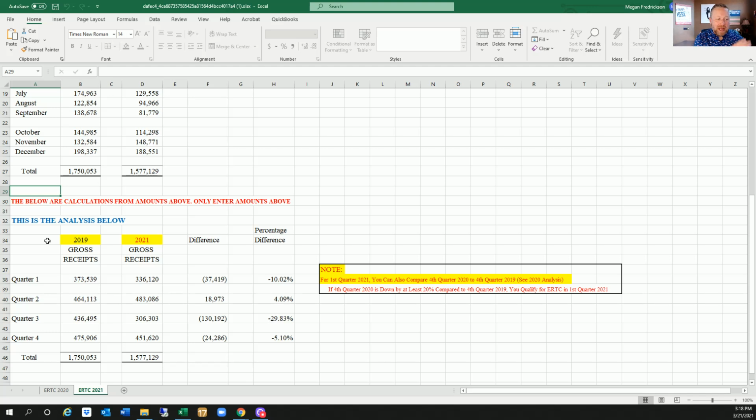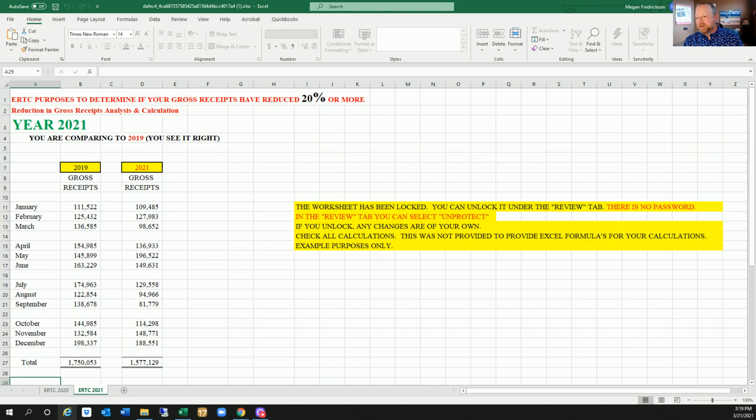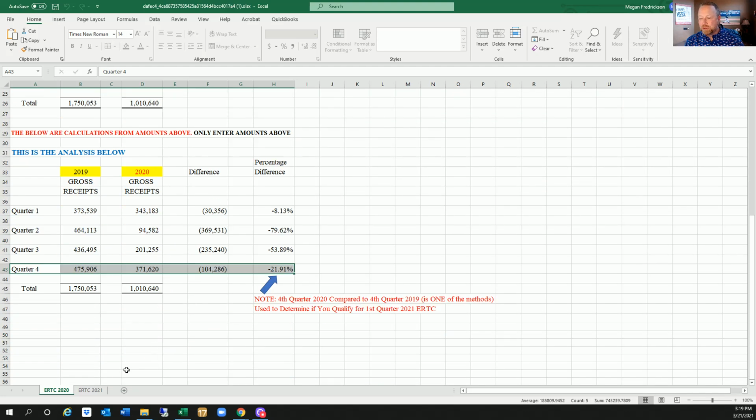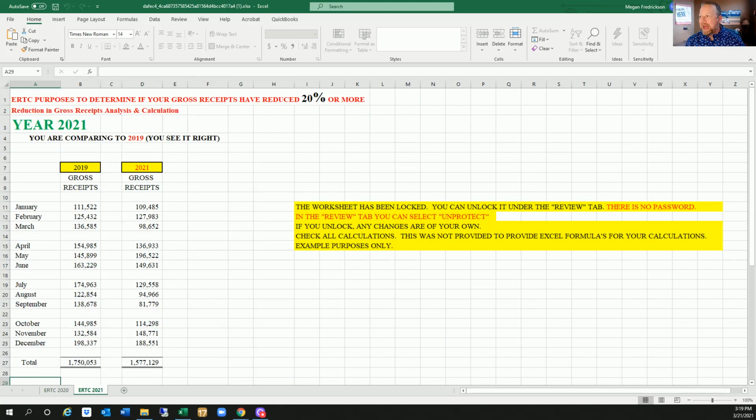Okay, and then as it stands now, third quarter 2021 would need to be down at least 20% compared to third quarter 2019. Fourth quarter 2021 would be compared to fourth quarter 2019. And for all of 2021, if you are down at least 20%, then you qualify for the entire quarter. And so this is in essence a calculation. You could obviously easily come up with your own, but this gives you an example to at least follow on how it breaks down. So that's how you do the gross receipts analysis.